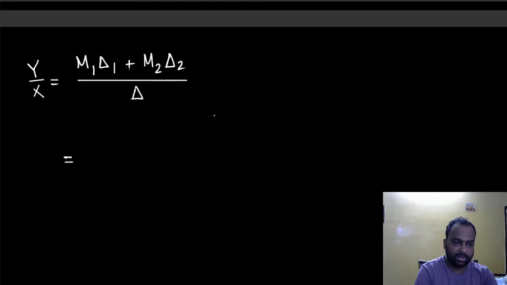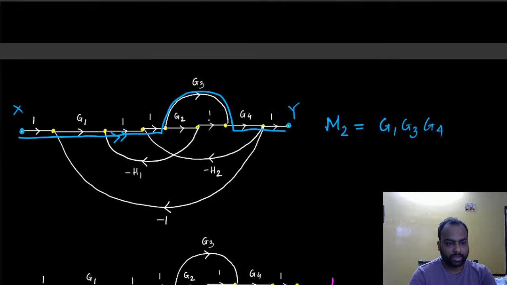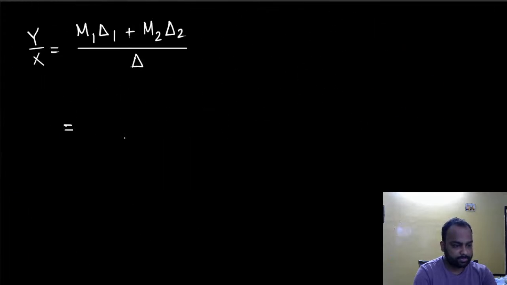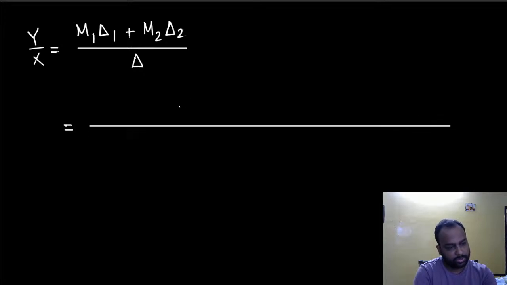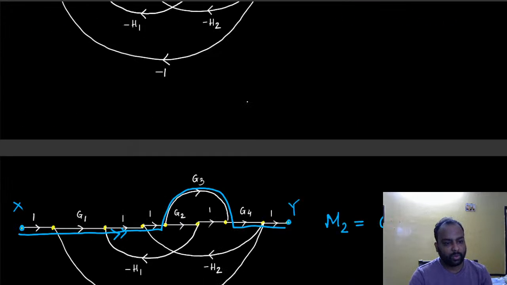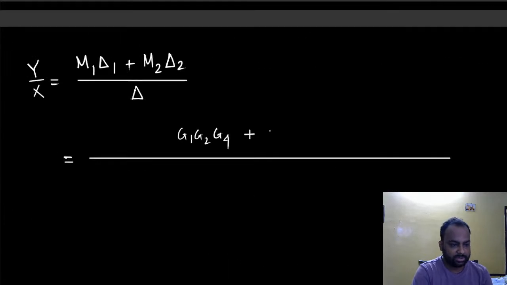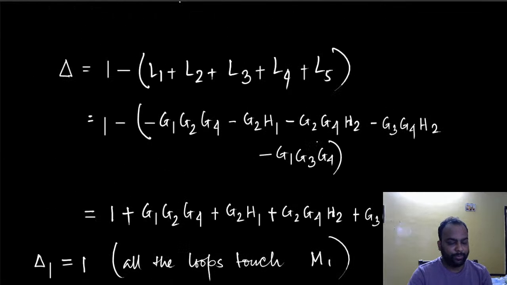So M1 delta 1. Let's go back. What was M1? M1 was G1, G2, G4. That's going to be G1, G2, G4 into delta 1. But what is delta 1? Delta 1 is 1. So multiplying with 1 does not matter. Then plus M2. And what is M2? G1, G3, G4. So now we have plus G1, G3, G4, again multiplied by 1, which does not matter. And then we have divided by delta. But what is delta? Delta is this thing.